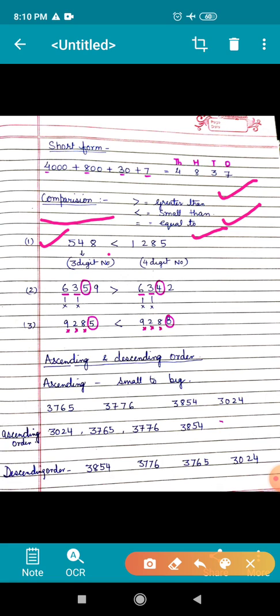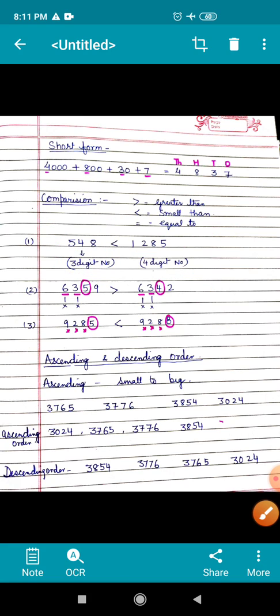548 and 1285. First number is a 3-digit number and the second number is a 4-digit number. It means it is very clear that the number with fewer digits will be the smaller number. It means 548 will be the smaller number. Okay, now let us take one more example. If the number of digits are the same in both numbers, then what will we do?